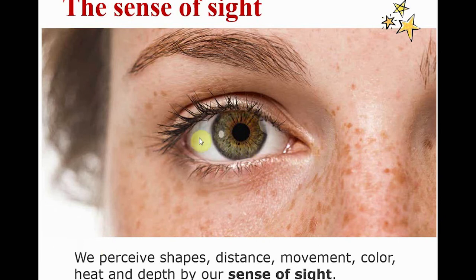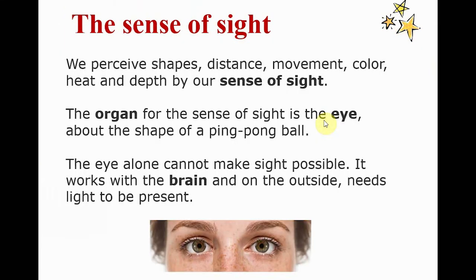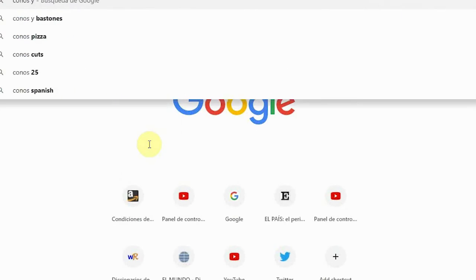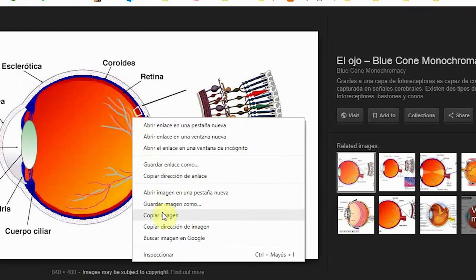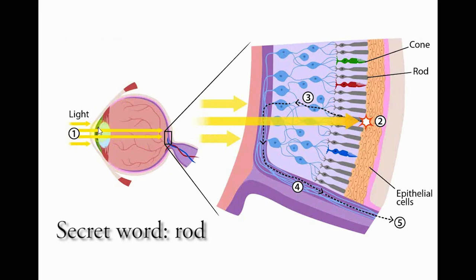We perceive different things with our eyes. We perceive shapes, distances, and also we perceive movement or colors. The sense of sight is very important. The light gets in and gets to the retina. This is the optical nerve.